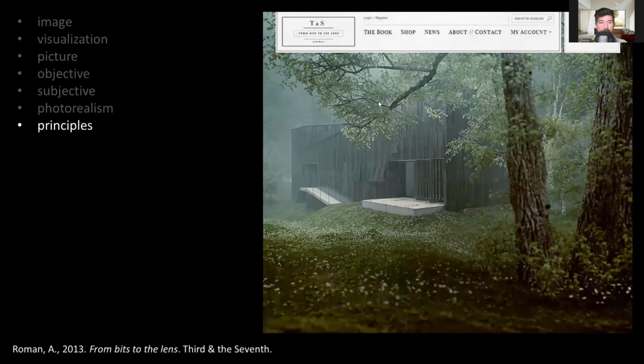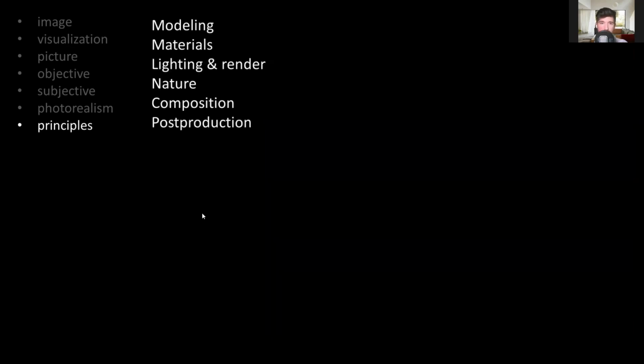Moving on, we can take a look at Alex Roman's book that was published in 2013 called From Bits to the Lens. You can also check out his video, which is called The Third and the Seventh, where he uses, or mentions, these 6 principles: modeling, materials, lighting, and render, but also introduces nature, composition, and post-production.